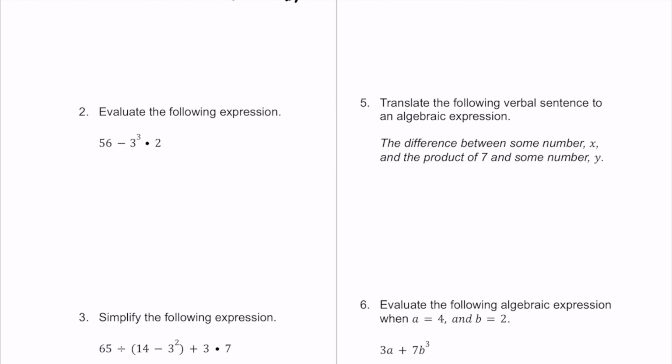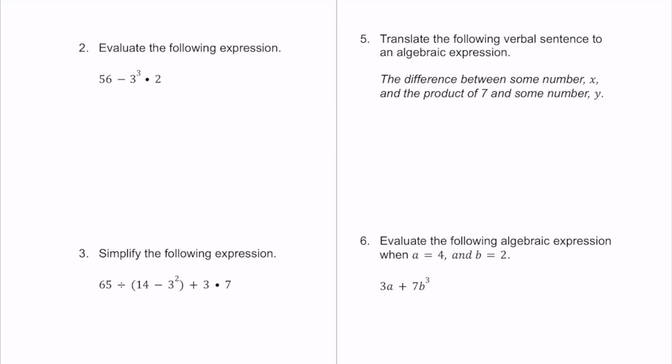Here is number 2. For number 2, let's go ahead and evaluate this expression. We just have to follow the order of operations here. Between subtraction, exponents, and multiplication, we should use the exponents first. That's 3 to the 3rd power, or 3 times 3 times 3. 3 times 3 is 9. 9 times 3 is 27. So we have 56 minus 27 multiplied by 2.